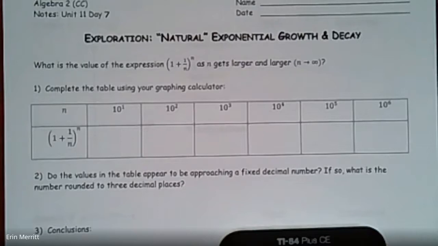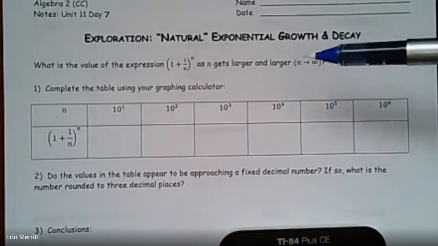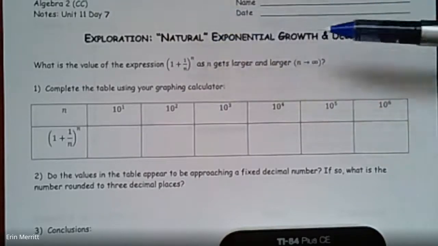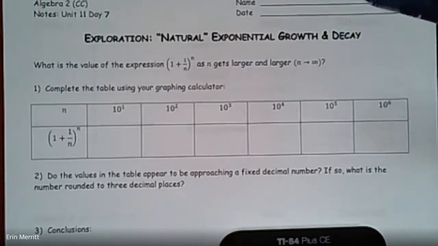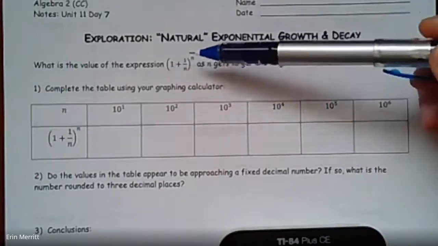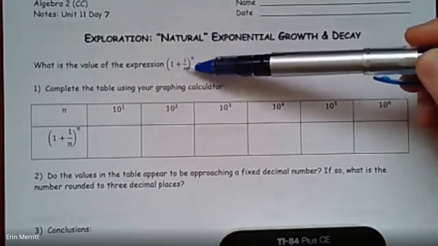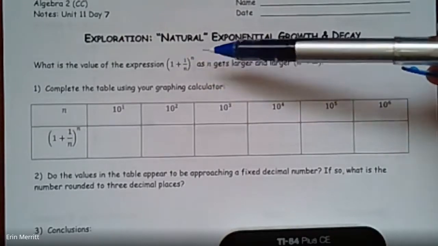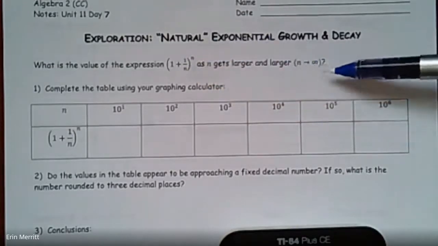It's day 7, and we are starting with a little exploration here in our calculator. But we're going to get talking about natural growth and decay. So you may have heard that terminology before. So first thing, what is the value of the expression 1 plus 1 over n raised to the n power as n gets bigger and bigger and bigger, meaning as n heads off to infinity?